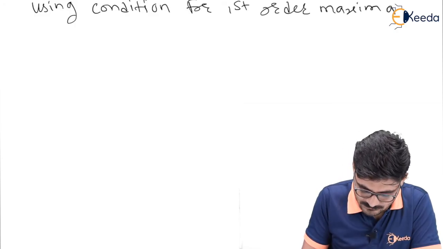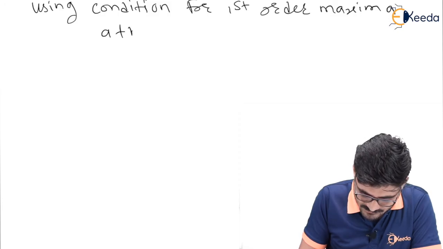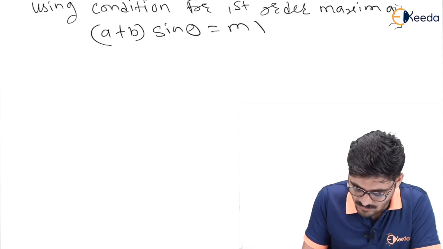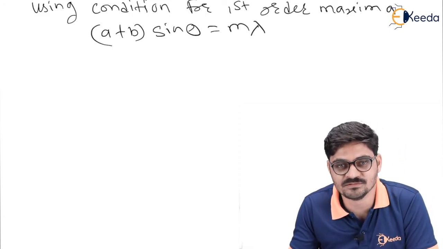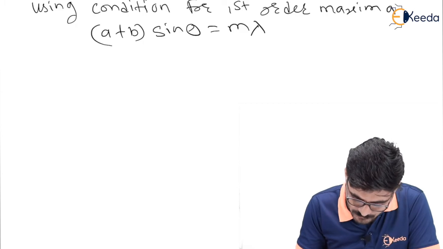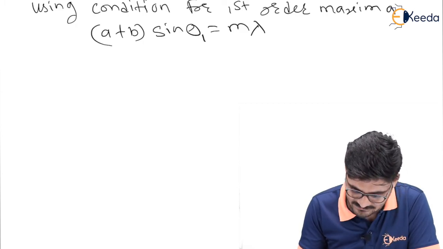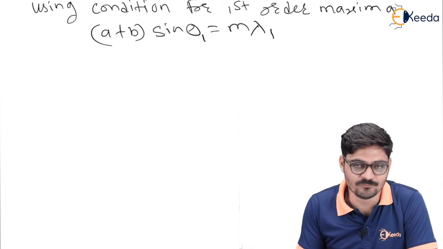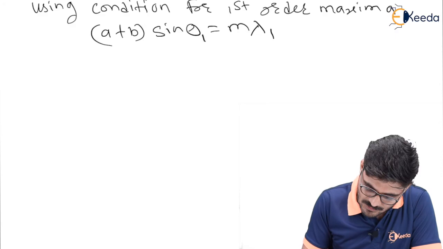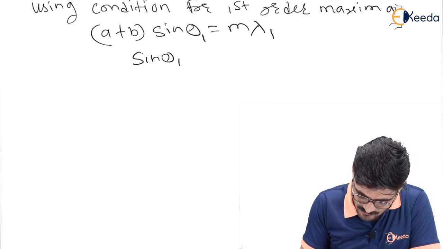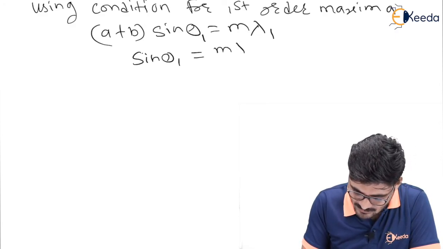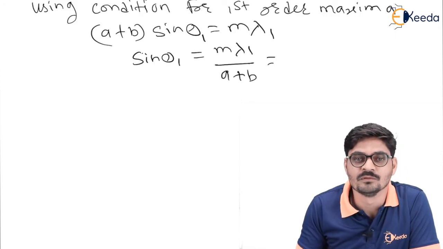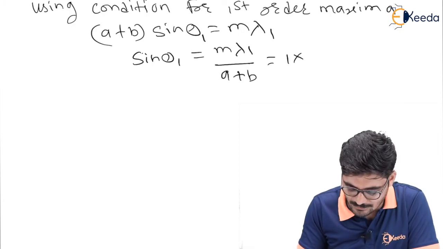You can say first order because the order is given, first order maxima. And what is the condition? (a plus b) sine theta is equal to m lambda. But as two wavelengths are given, you have to find two thetas for them. So put it as sine theta 1 and lambda 1. Obviously the grating element remains the same for both wavelengths. So now sine of theta 1 will be m lambda 1 upon (a plus b).